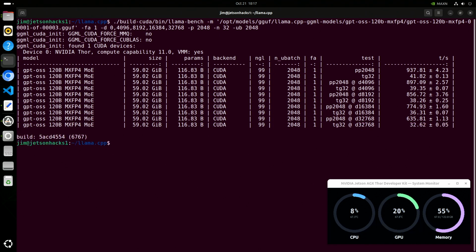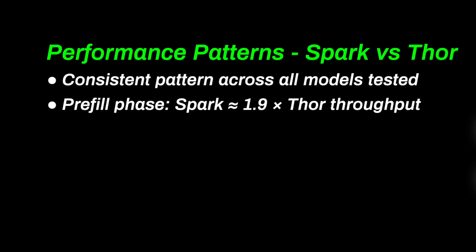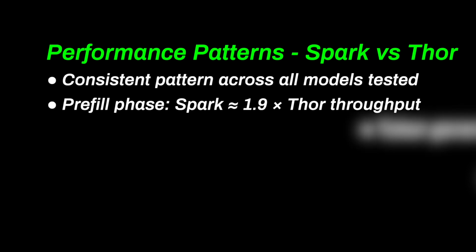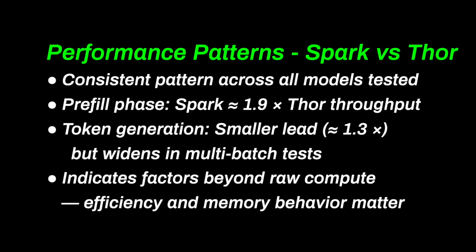Across every model tested, the performance differences followed the same pattern. In the prefill phase, Spark delivered about 1.9 times the throughput of Thor, almost exactly matching expectations. But during token generation, the advantage was different, and the gap became even more pronounced in multi-batch tests. It suggested there was more to the story than raw compute power alone.